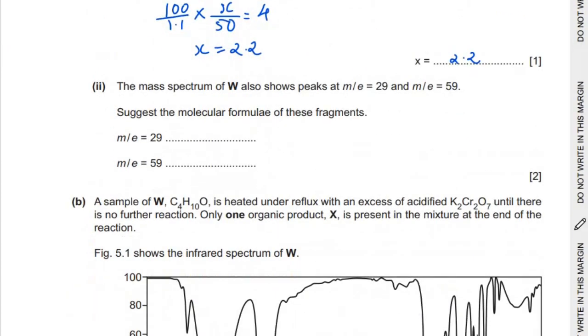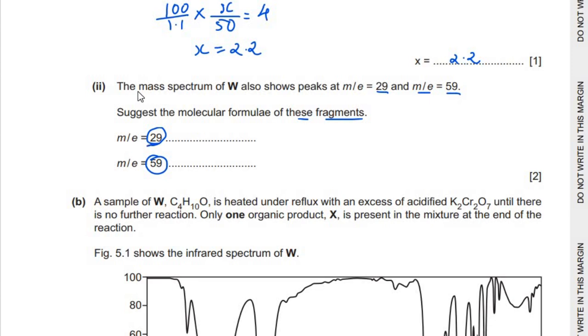Now next question. The mass spectrum of W also shows peaks at m/e value of 29 and m/e value of 59. Now suggest the molecular formulae of these fragments. If you talk about the fragments having a mass of 29 and 59, then how do I calculate this?